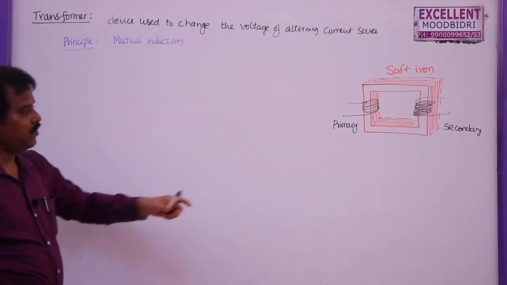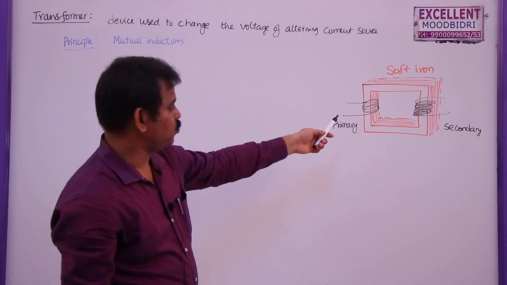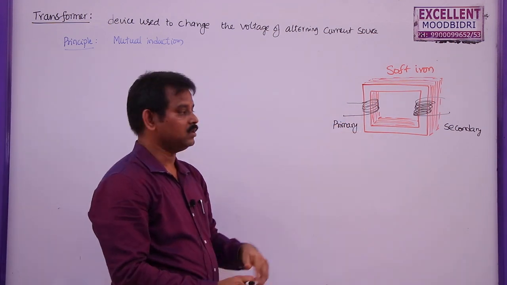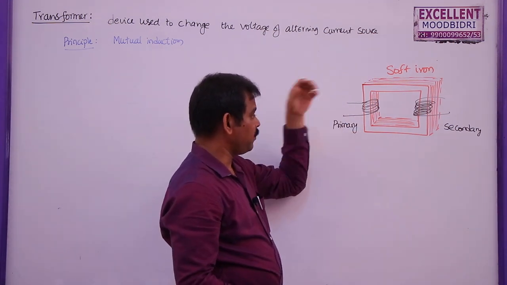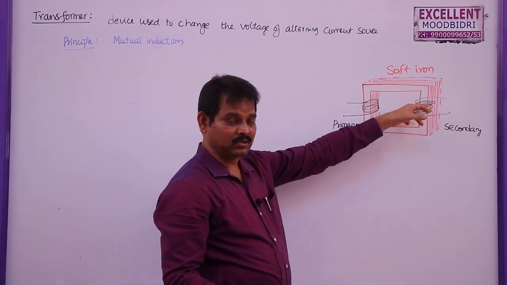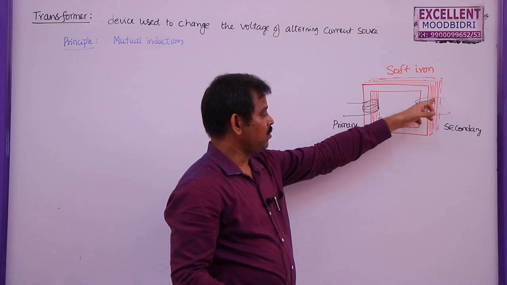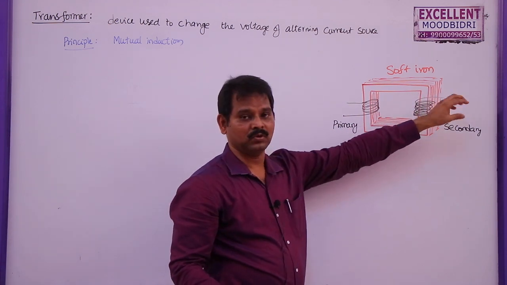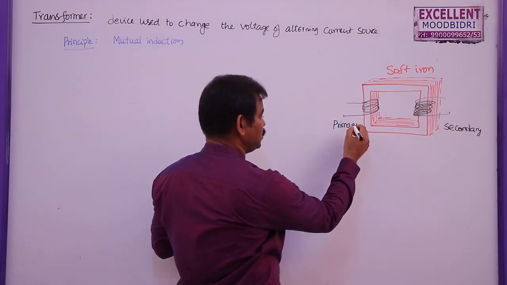That means whenever the current through the first primary coil changes, there exists a magnetic field or magnetic flux through this one. When this flux passes to the second coil, if that is also changing through this one, an EMF will be induced between the two ends and the current flows through this one. So this is the mutual induction.